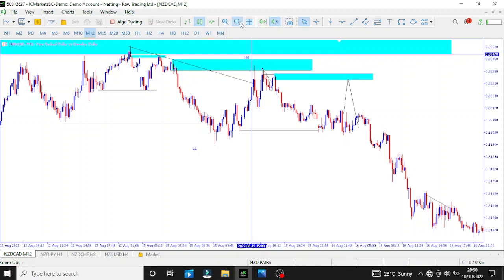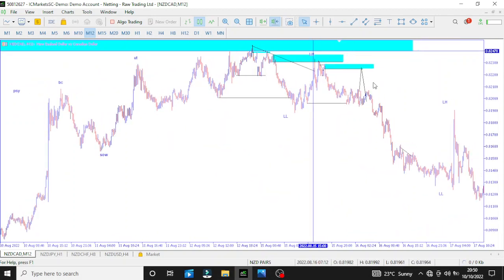But the price just kept on dropping and dropping and dropping. But then again, there is no problem. We won't always get what we want in the market. And I'm still in my learning process. I'm still mastering my craft. So it's okay.